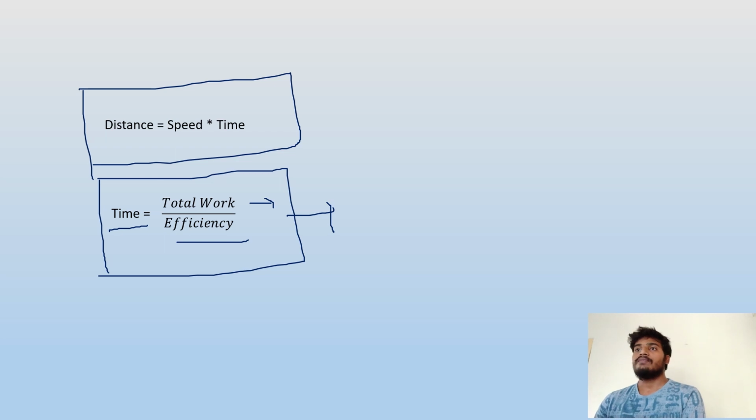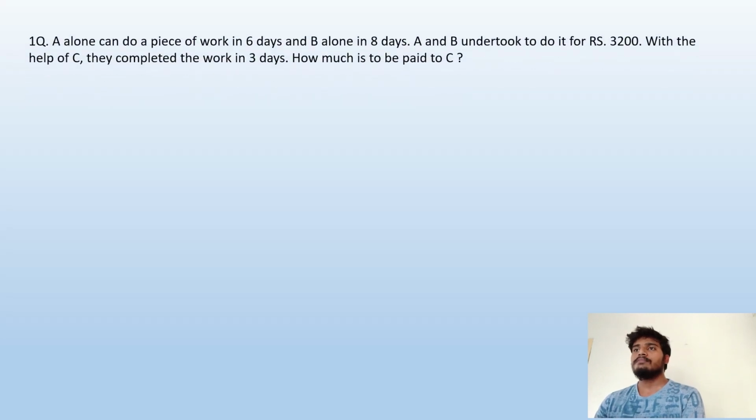So the first question is: A alone can do a piece of work in 6 days and B alone in 8 days. A and B undertook to do a work for 3200. With the help of C, they completed the work in 3 days. How much is to be paid to C? Here we need to find the amount to be paid to C.